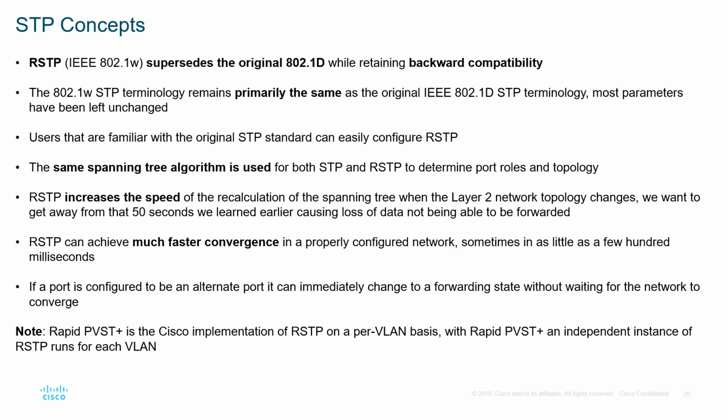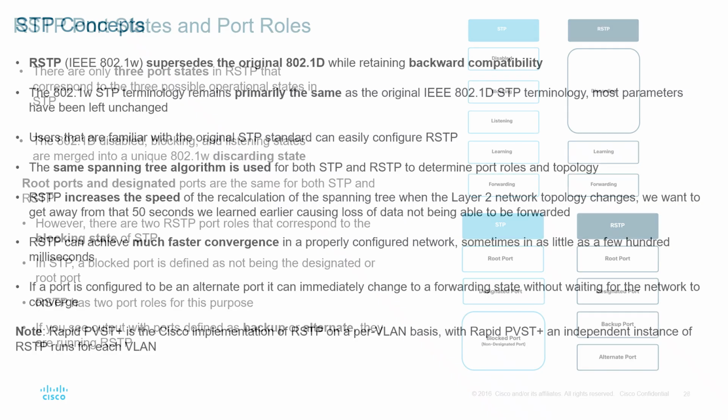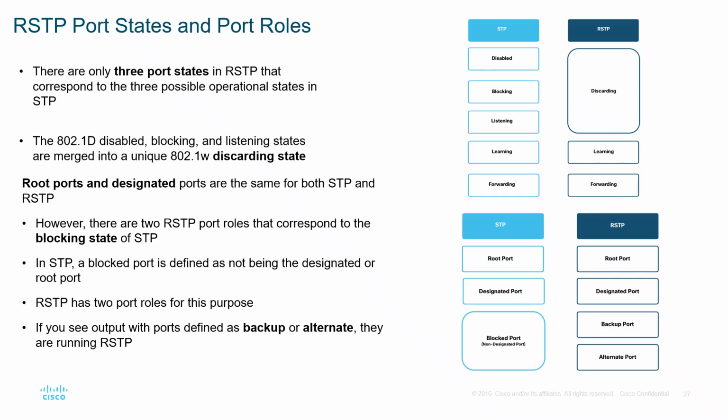If a port is configured to be an alternate port, it can immediately change to a forwarding state without waiting for the network to converge. As a note, Rapid PVST is the Cisco implementation of RSTP on a per VLAN basis, with Rapid PVST an independent instance of RSTP running for each VLAN. You won't see those until either a little later or possibly not even until an upper level networking course.